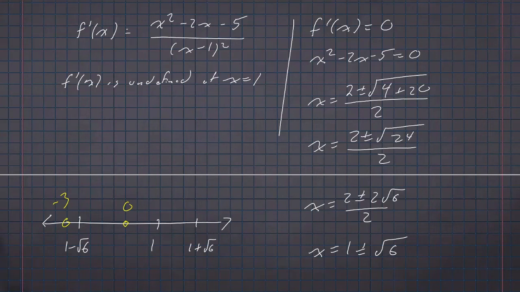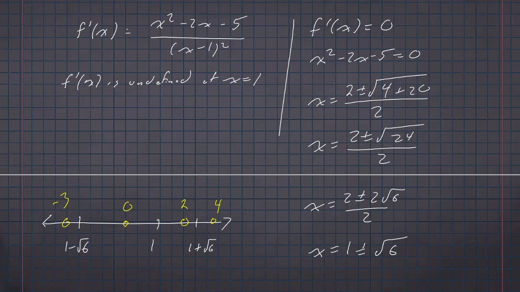Then likewise, 1 plus root 6 is somewhere between 3 and 4. So I could pick either 2 or 3. I'm going to go with 2. And then something bigger would be, say, 4. And if I evaluate f prime at each of those points, right, I can get a numerical value, but the only thing that really matters is, do I get a positive or negative value?